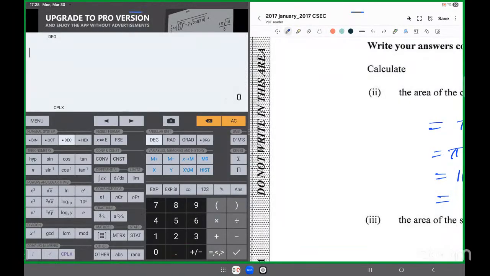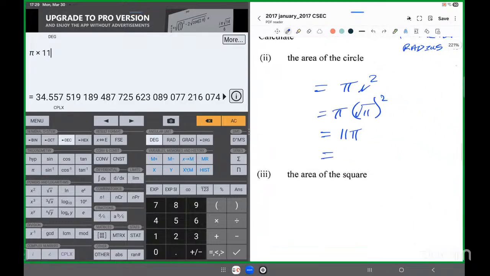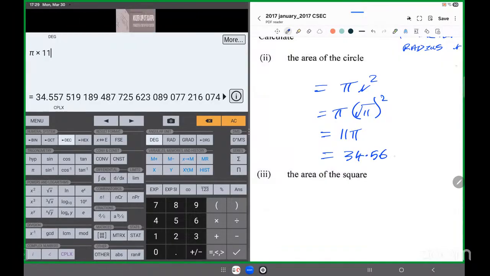So I'm going to do 11 times pi. That's 34.56 centimeters squared. 34.56 centimeters squared is the area.